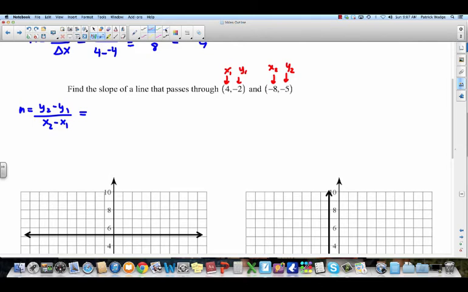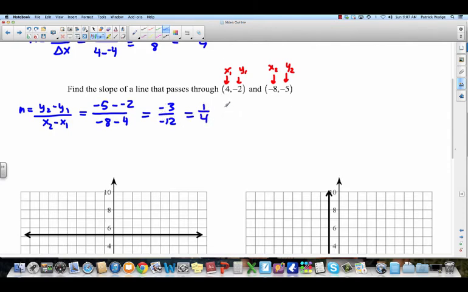And then all you do is you plug it into the equation here. So y2 is what number? Negative 5. Take away y1, which is negative 2, over x2, which is negative 8, take away x1, which is 4. Negative 5 take away negative 2 is negative 3. Negative 8 take away 4 is negative 12. Okay, two negatives are going to make a positive, and 3 over 12 is 1 over 4.